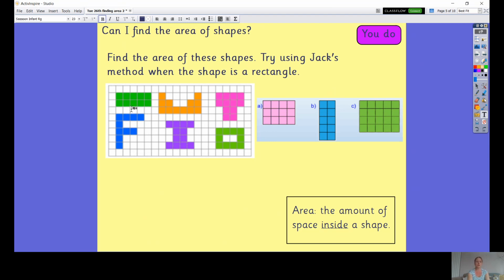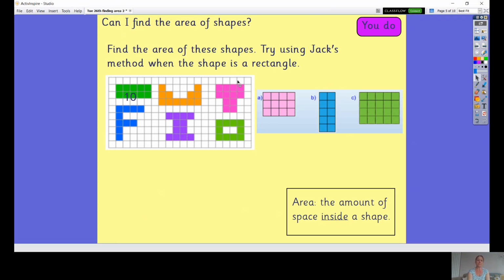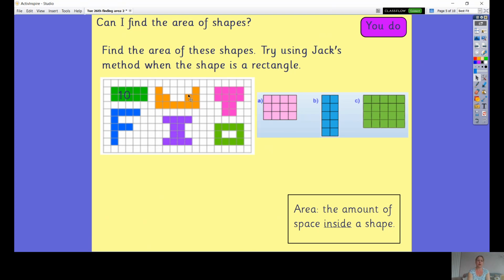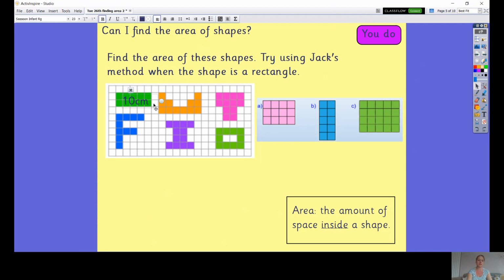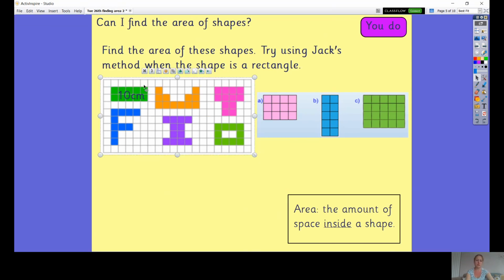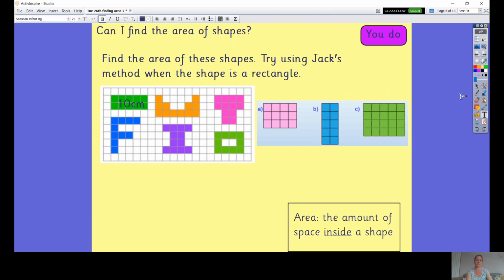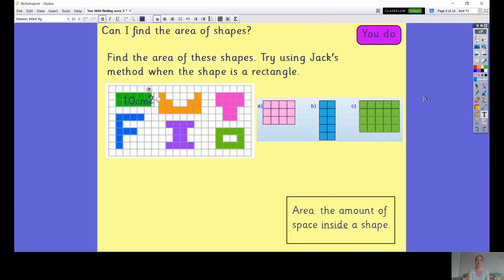Okay, so this one is a rectangle, so we can use Jack's method for this one. So there's 1, 2, 3, 4, 5 in a row, and there are 2 rows, and I know that 5 times 2 or 2 times 5 is 10. So I can put that there. Now, if these are all centimetre squares, and they're all that length, if each side is centimetres, then we can put centimetres squared on each one. There we go.